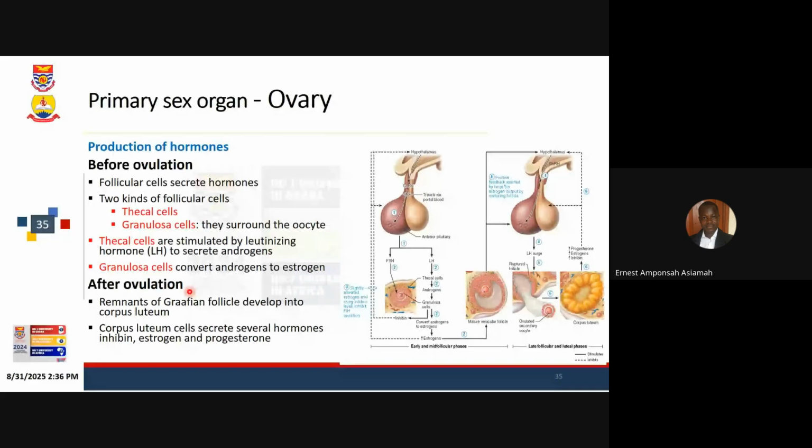Then after ovulation, I mentioned that the oocyte is released from the tertiary follicle, or the Graafian follicle. But after ovulation, the remnant of the Graafian follicle will develop into a structure called the corpus luteum. This corpus luteum will secrete several hormones like inhibin, estrogen.